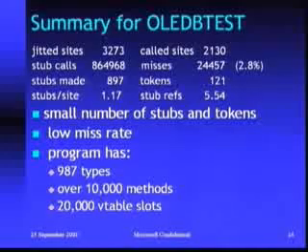I actually ran a whole bunch of programs through this thing, and they all pretty much say the same thing. Here are the summary statistics for that program. There are 3,000 call sites that we actually JITted. We only actually called through 2/3 of them.